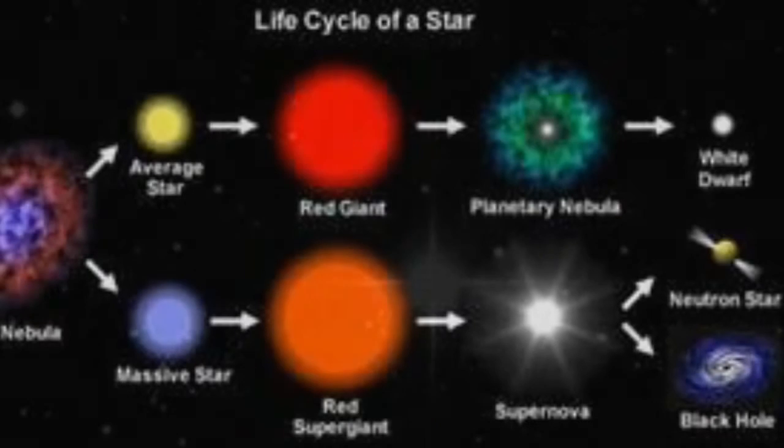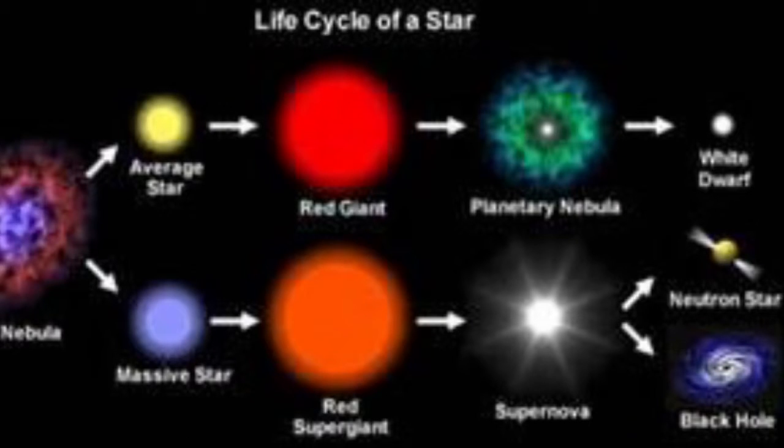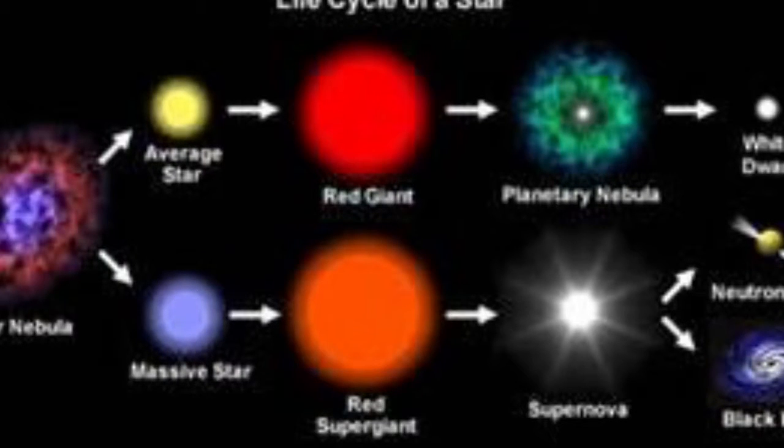Today I will be explaining the life cycle of a star. This is a diagram of the life cycle of two stars. The star on top is the life cycle of a low-mass star. The star on bottom is the life cycle of a high-mass star.